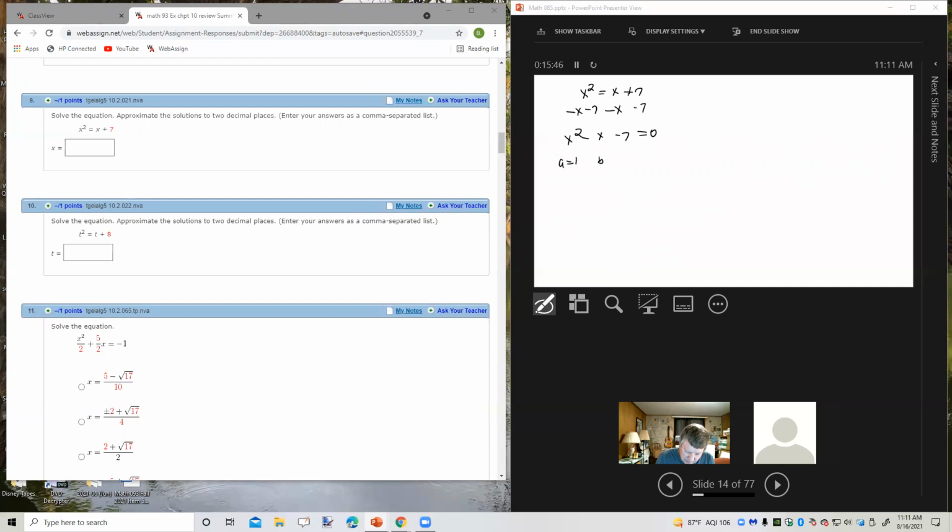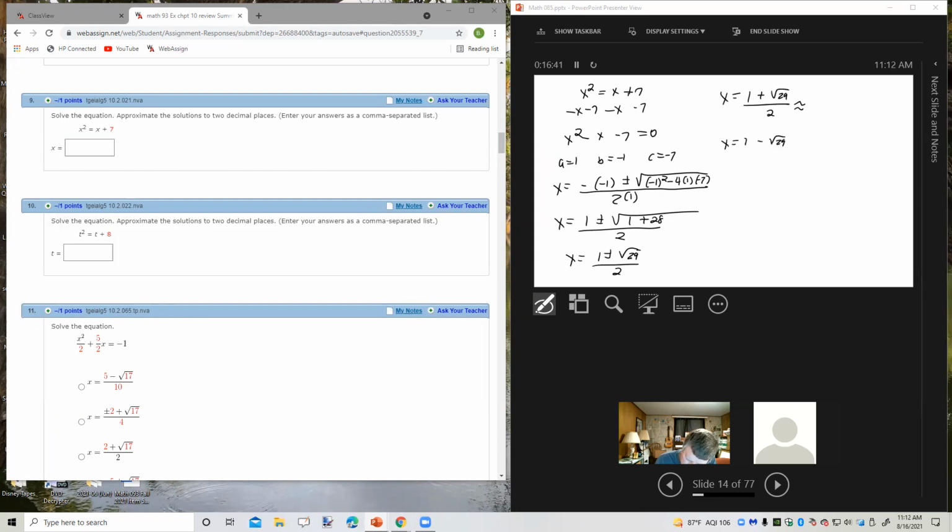So now I've got a is 1, b is negative 1, and c is negative 7. X equals negative b plus or minus the square root of the quantity b squared minus 4ac, all over 2a. Continuing to simplify, x equals 1 plus or minus the square root of 1 plus, negative times negative is plus positive, 4 times 1 times 7, 28, all over 2. So x equals 1 plus or minus the square root of 29 over 2. But we're going to find decimal answers to 2 places. So x is 1 plus the square root of 29 all over 2, and x is 1 minus the square root of 29 all over 2.